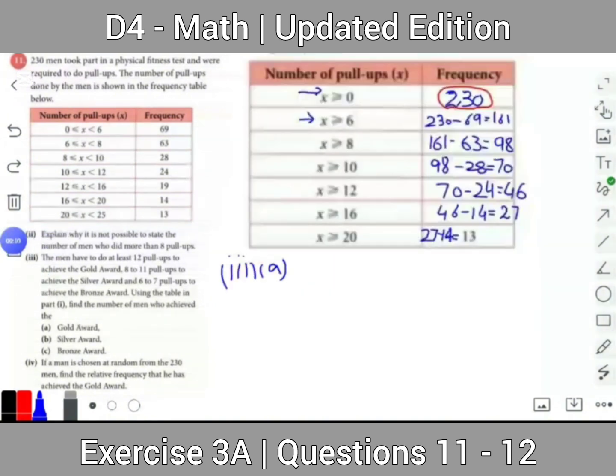Now part 3, the men have to do at least 12 pull-ups to achieve the gold award, 8 to 11 pull-ups to achieve the silver award, and 6 to 7 pull-ups to achieve the bronze award. Using the table in part 1, find the number of men who achieved, in part A, the gold award. So we have to find out the number of men who achieved the gold award.